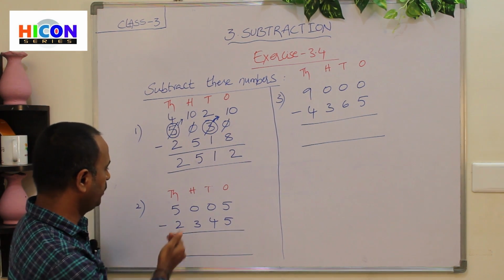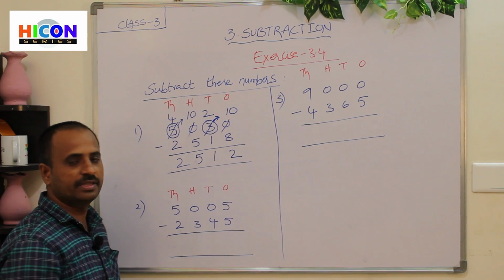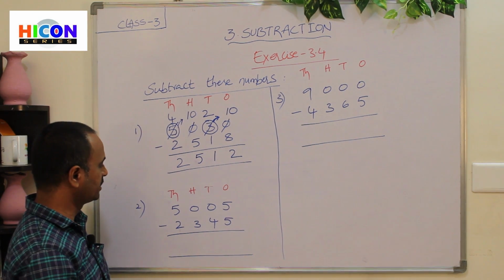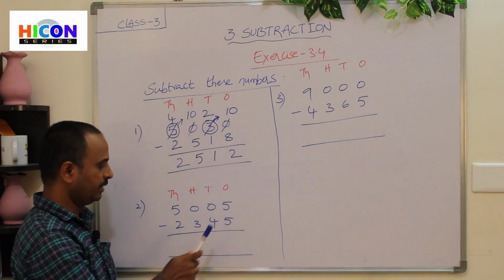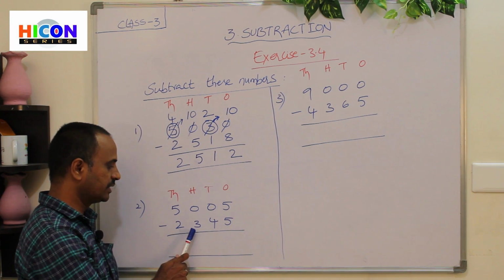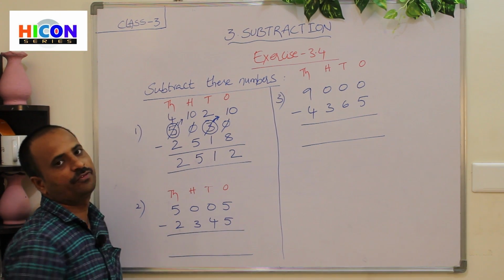Let us see the next problem. That is the second problem. Here also 2 numbers are given. The first number is 5005 and the second number is 2345.